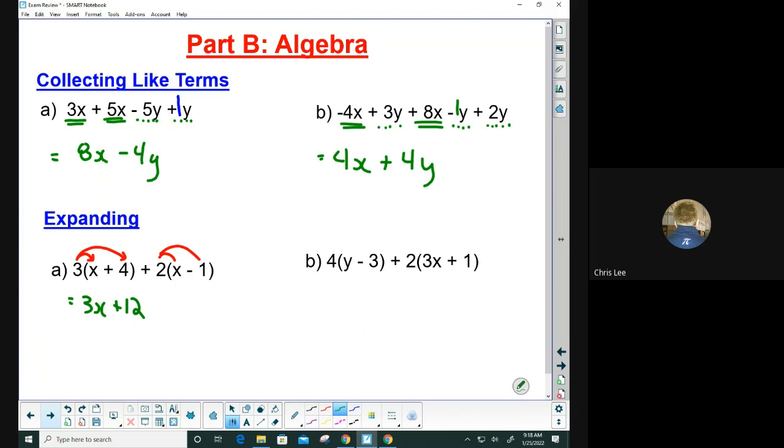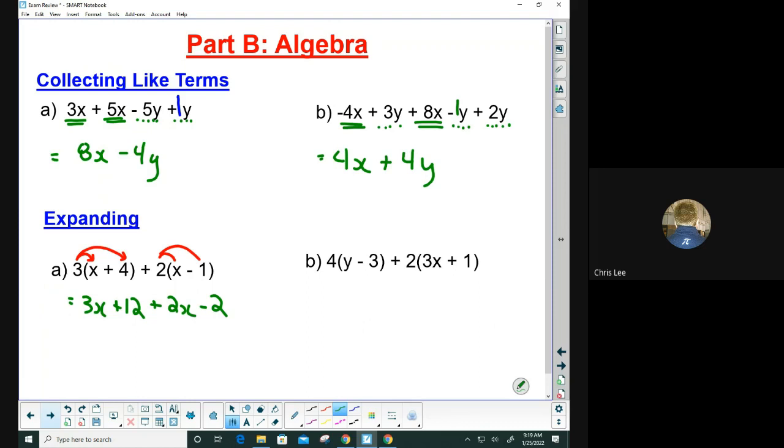Two times x. 2x. And then 2 times negative 1. What's a positive times a negative? Negative. So I write down minus 2. Am I done rainbowing? I'm done rainbowing, but what do I have to do? Sorry? Collect like terms. So all I've done is taken a complicated question and make it look like one of these.